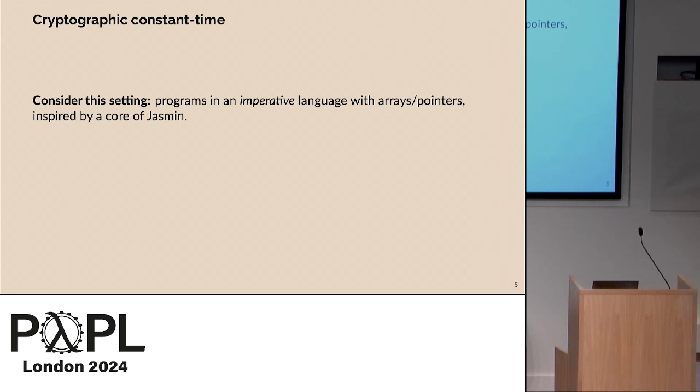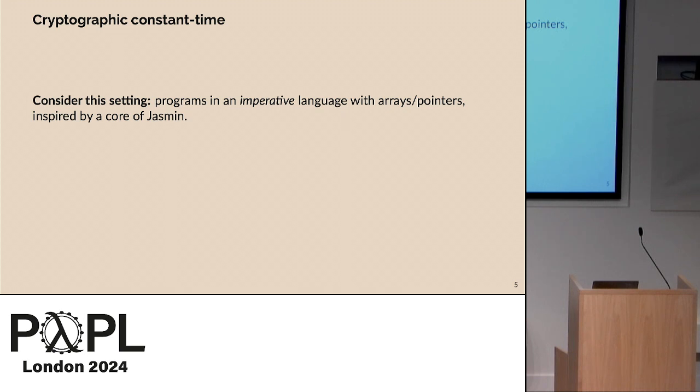So we saw an example of an obfuscation. Let's see something a bit more concrete about cryptographic constant time. The thing is that there are a lot of different definitions for this property.